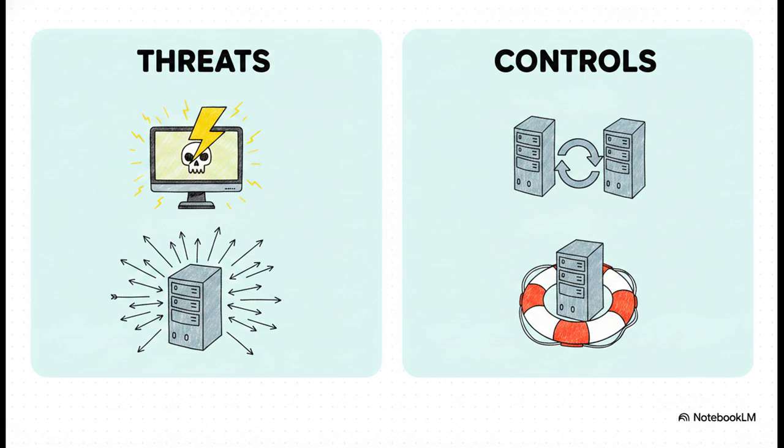A perfect example of this is the airline industry. An airline operates redundant reservation servers across multiple different geographic locations. So if a localized power outage or a targeted ransomware attack takes down one data center, another backup server automatically takes over. This ensures completely uninterrupted booking services for travelers.